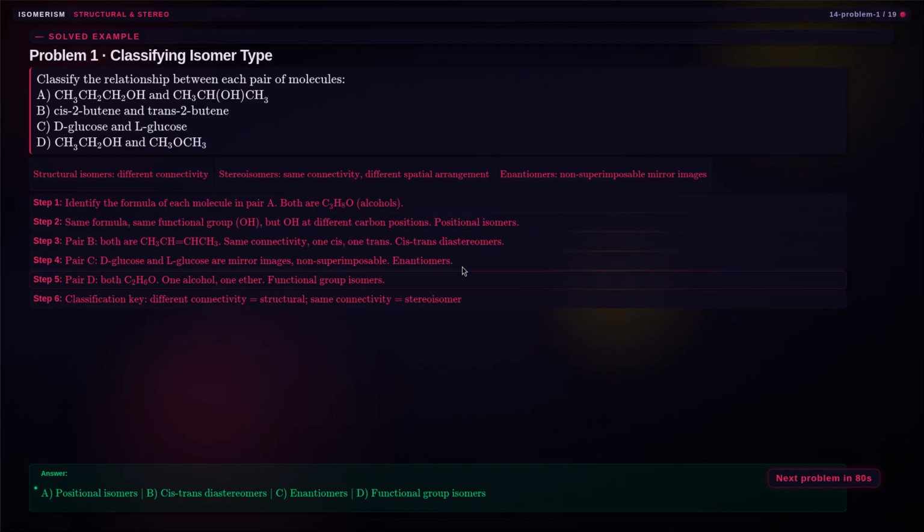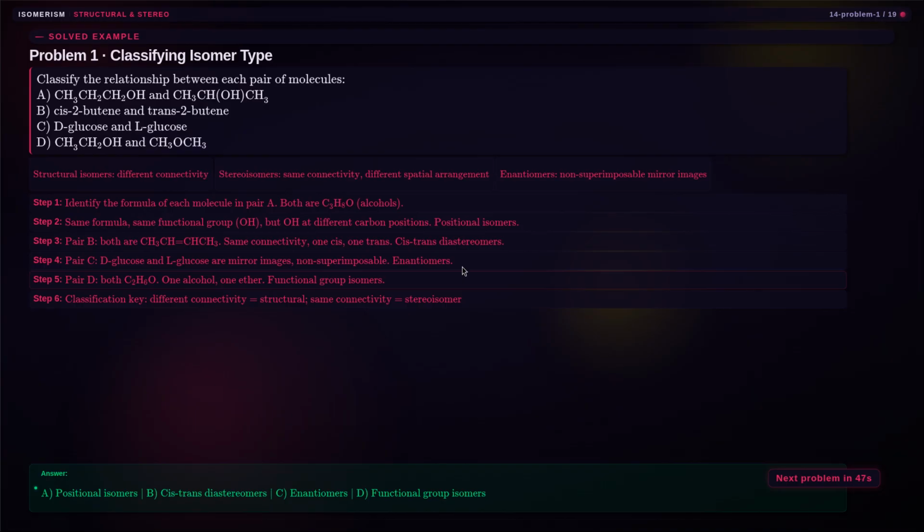Step 1. Identify the formula of each molecule in pair A. Both are C3H8O alcohols. Step 2. Same formula, same functional group OH, but OH at different carbon positions. These are positional isomers. Step 3. Pair B, both are CH3CH=CHCH3. Same connectivity, one cis, one trans. These are cis-trans diastereomers.